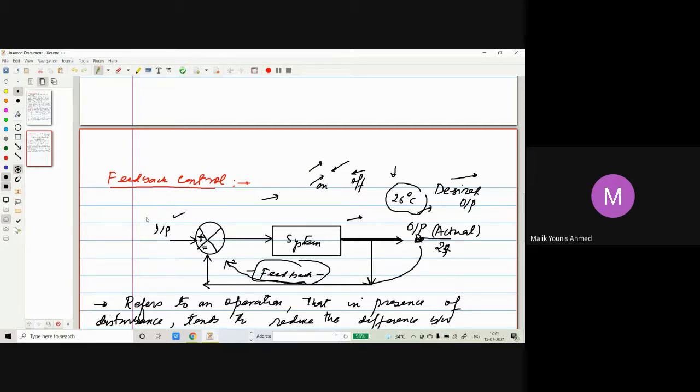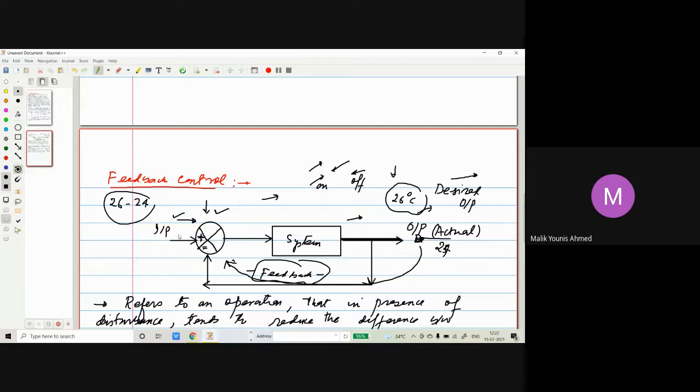So the feedback is 24, the input is 26. It will see the difference between 26 and 24. That difference of two will be fed to the error system. This is an error detector, where we will talk about this in more detail. It will differentiate between the actual output and the input, that means the desired output. So it will make the difference, and that amount of error it will give to the error system.